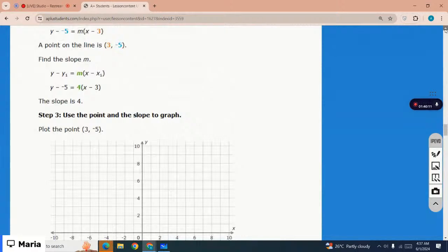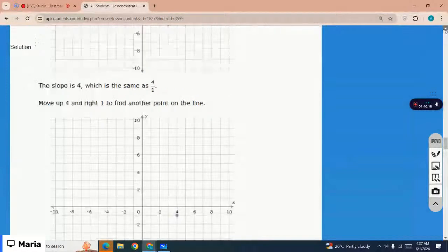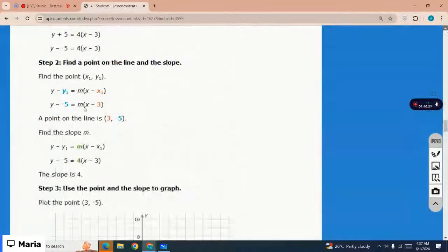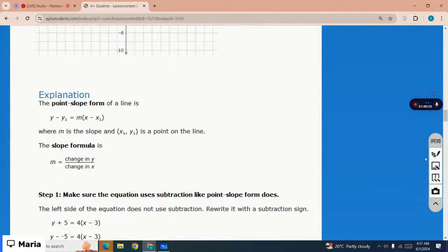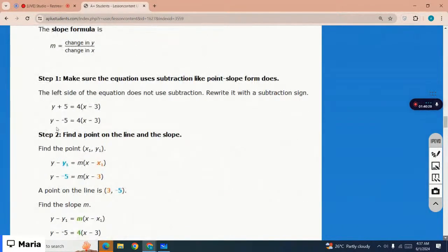Oh, that would be 3 and negative 5. Basically, the equation is y minus y1 equals m times x minus x1, right? But in the question, you are given y plus 5. So you have to write y minus negative 5. That's why the point is 3 and negative 5. Got it?